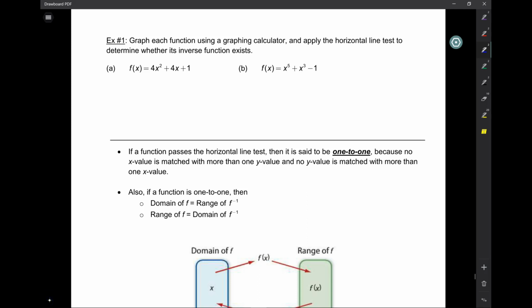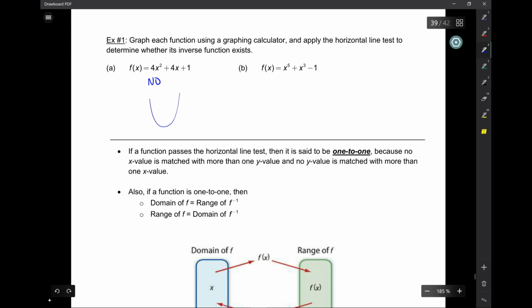So what kind of equation is A? It's a quadratic, which will give you a parabola. Will it pass the horizontal line test? No. I'm spoiling it for you guys. Horizontal line test. It doesn't pass the horizontal line test.